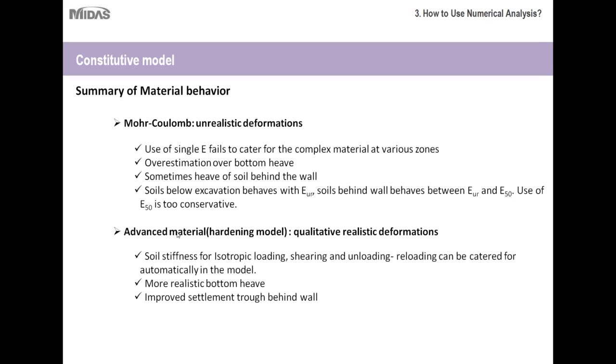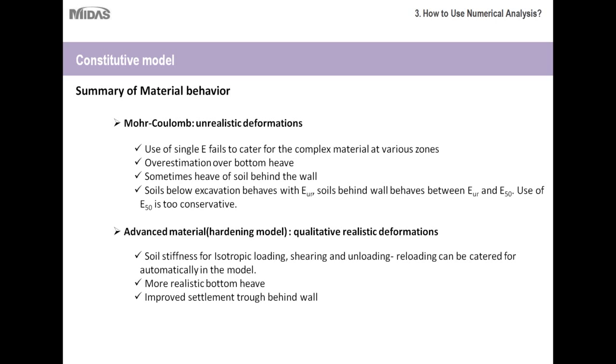For the advanced material or hardening model, you can get qualitatively realistic deformations. Soil stiffness for isotropic loading, shearing, and unloading or reloading can be catered for automatically in the model, so that's a huge advantage. You get more realistic bottom heave and an improved settlement trough behind the wall. So just keep in mind that when you're using the modified Mohr Coulomb model, or any sort of hardening model, your deformations are much more accurate, and you can have much more confidence in the results you're getting.